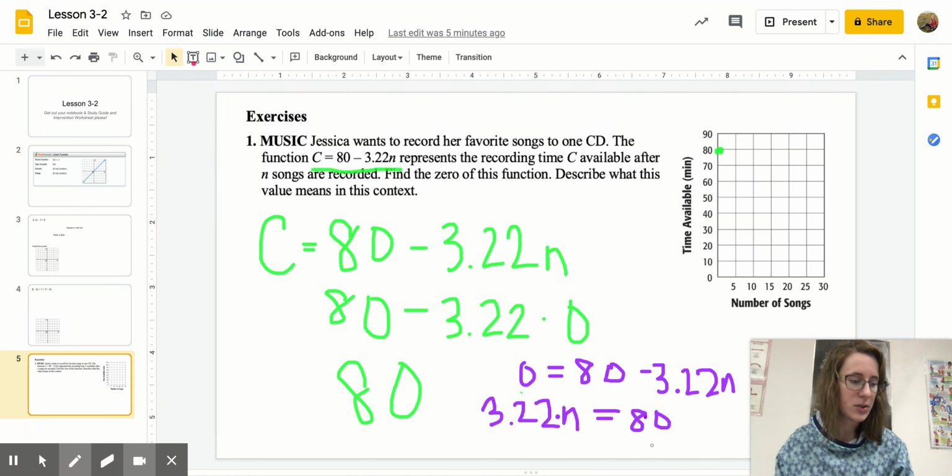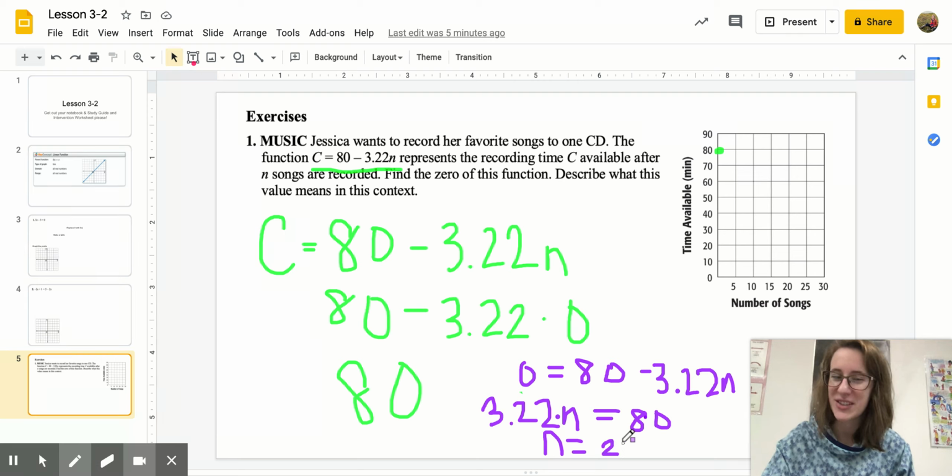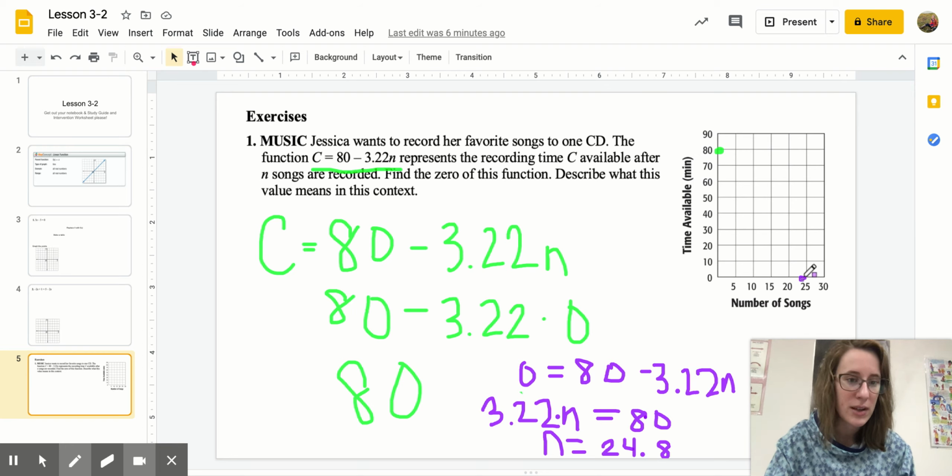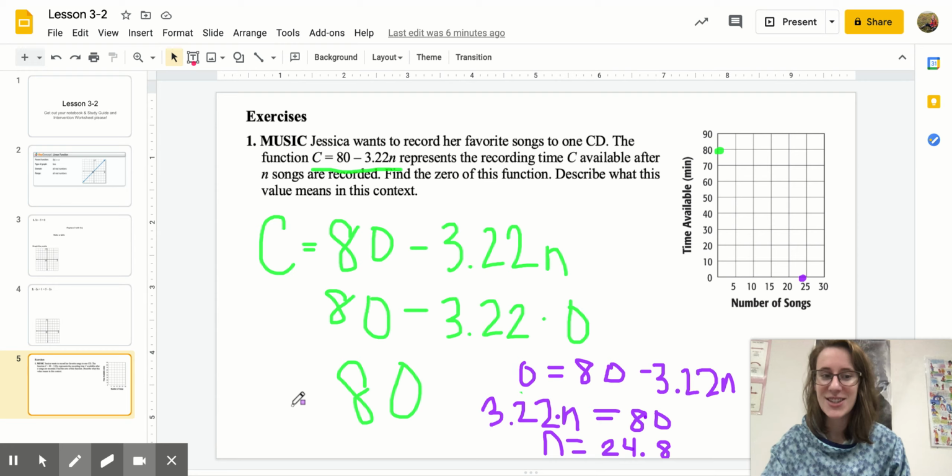And this comes out to about 24.84. Can you have 0.84 of a song? No, you can't. You can't have half of a song. So the number of songs would be about 24. We could do the max of 24 songs, which does not seem like a lot, but it was a lot back in the day when we wanted to make CD mixtapes for our friends, and we'd burn CDs to trade them.